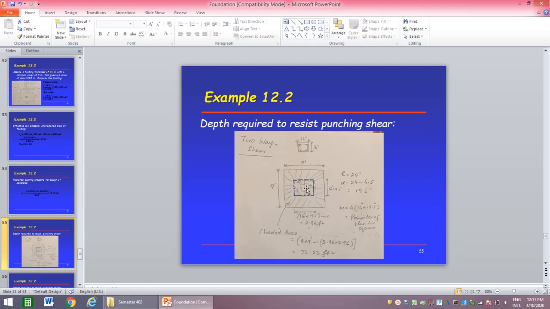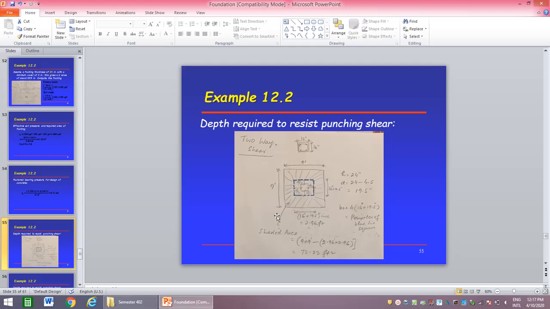If the load is applied to the soil, it will bulge out. This shaded portion of the foundation will come up. So this means we have to calculate what is the shear force acting on this shaded portion. How will you calculate? The total area minus this area, you will find the shaded area. So what is the shaded area? The total area 9 by 9 feet, and then the shaded area 2.96 by 2.96, it is coming 72.23.